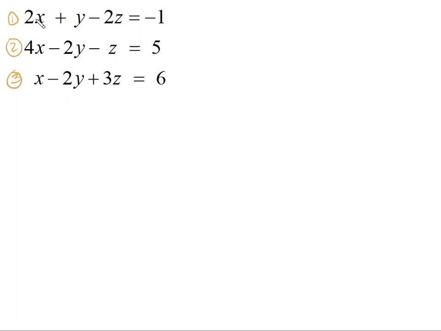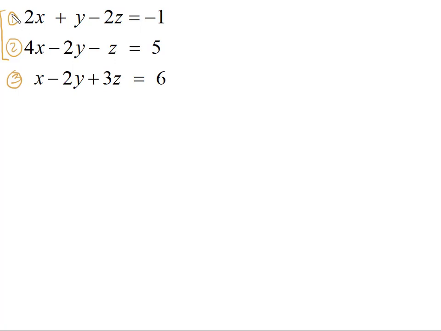So let's say I want to eliminate y. I think y was a pretty good choice. And let's say I want to do the first 2 equations together. In order to get my y's to cancel, I could make them meet at 2. And I've already got a negative 2y, so let's make this positive 2y. So I need to multiply everything on both sides of this equation by 2.